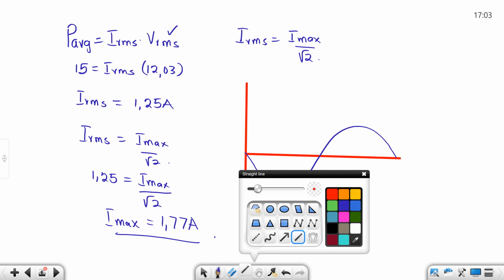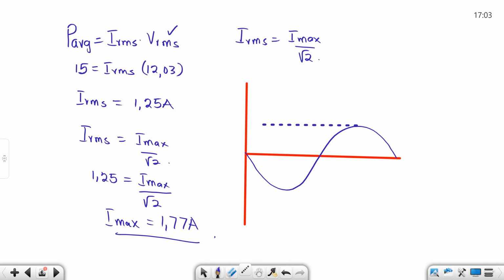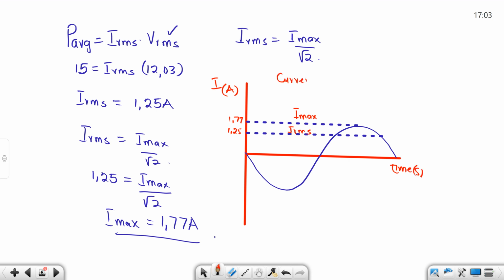Good. Where is our I max and where is our I RMS? That is the maximum, and just below it is your RMS. So please, let's take note of that. This is I maximum. What is this? I what? Did we calculate our I max? 1.77. Did we calculate our RMS? 1.25. And what is this? I in what? Amps. And what is this? Time, in seconds. The graph? Current versus time. And we're done, guys.